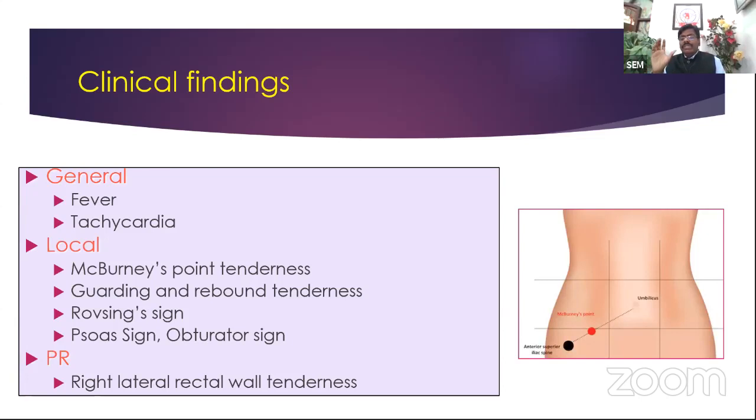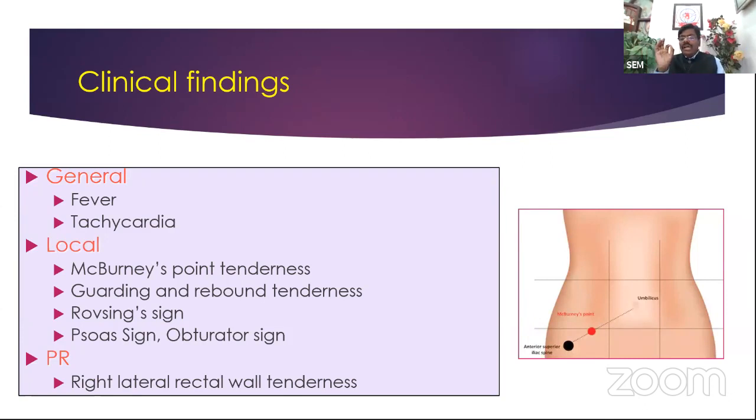Very important thing is you'll show some classical signs in the palpation. And the final one after palpation, percussion, auscultation is rectal examination. Never forget a rectal examination. Okay, in all abdominal pain. Okay, here there will be a right lateral rectal wall tenderness. But let us go for the important sign, McBurney's point of tenderness.